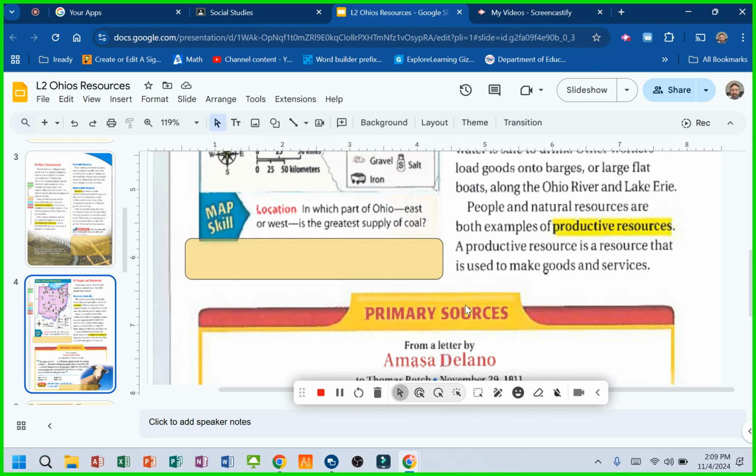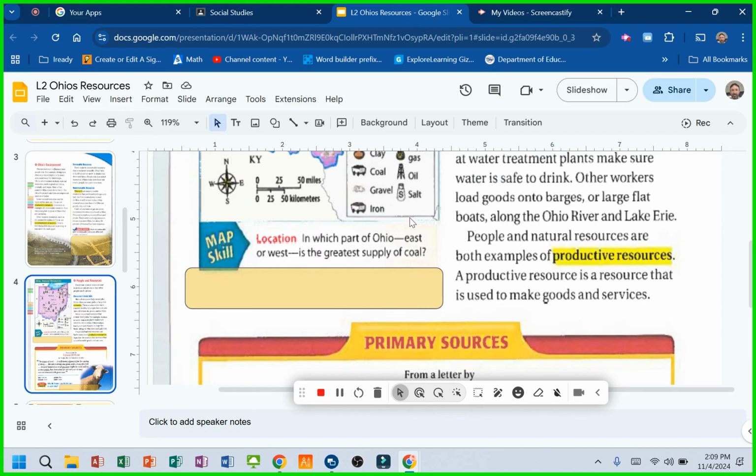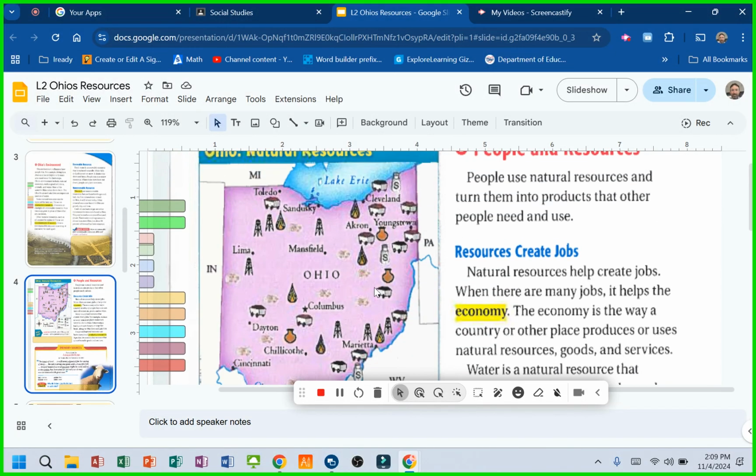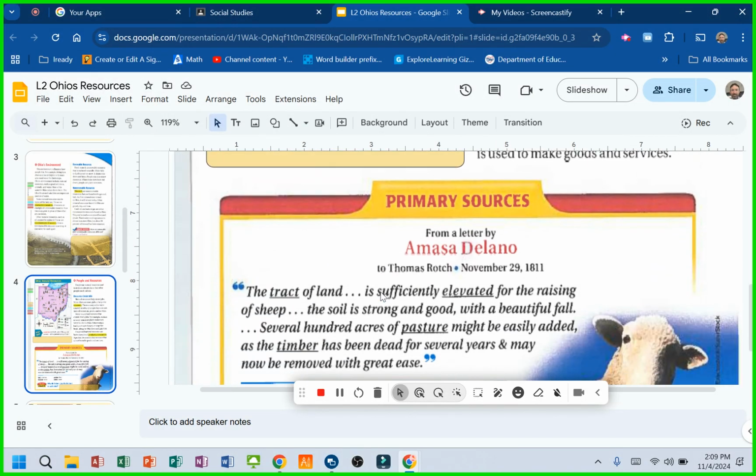So is a tree a productive resource? Look around my room. The shelves are made out of trees. The desks are made out of trees. Everything. In which part of Ohio, east or west, is the greatest supply of coal? So you'll need to use this map to figure that out. But you'll answer that in a bit.